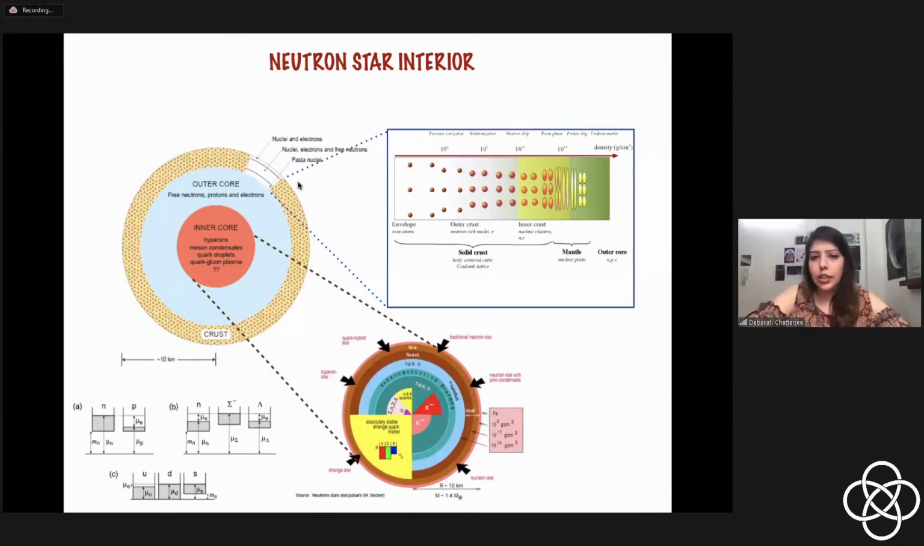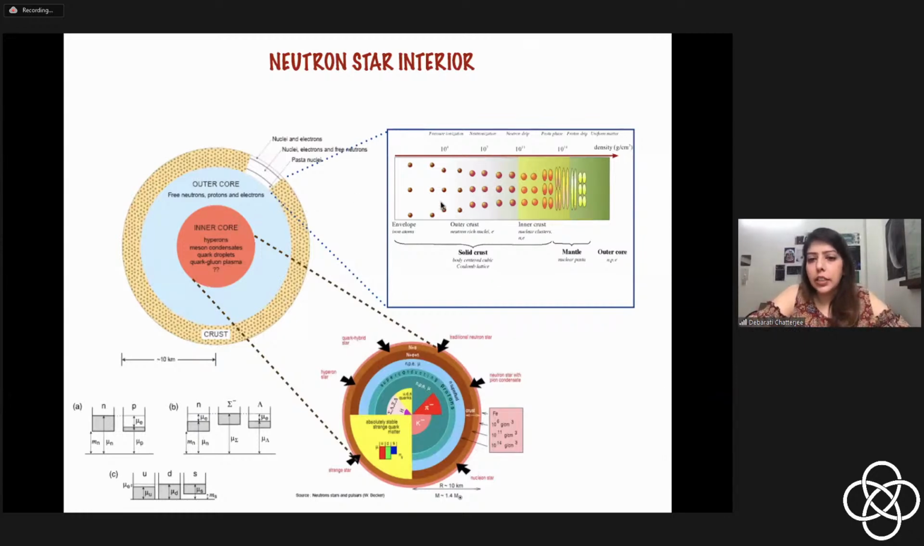So outside, I told you that there are these nuclei, like iron kind of nuclei, embedded in a sea of electrons. Then as you go inward, you can also see this inset on the right. So this is the crust. You see this outer crust is made up of these nuclei. Then as you are going more and more towards the interior, the density is increasing.